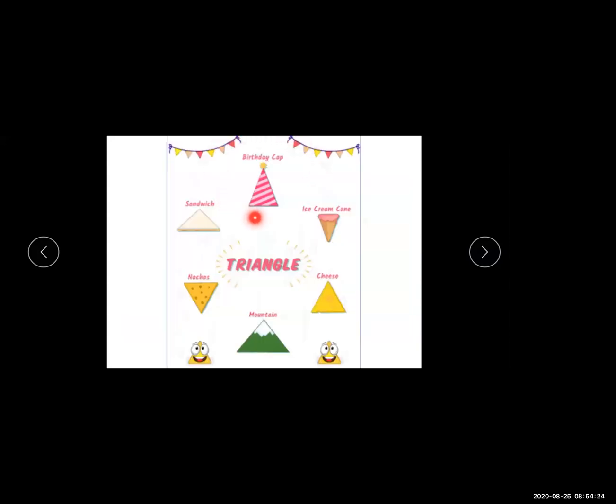This is the birthday cap. This is the ice cream cone. This is the cheese. This is mountain. This is nachos. And this is the sandwich. These all are in triangles family. Now let us move further, students.